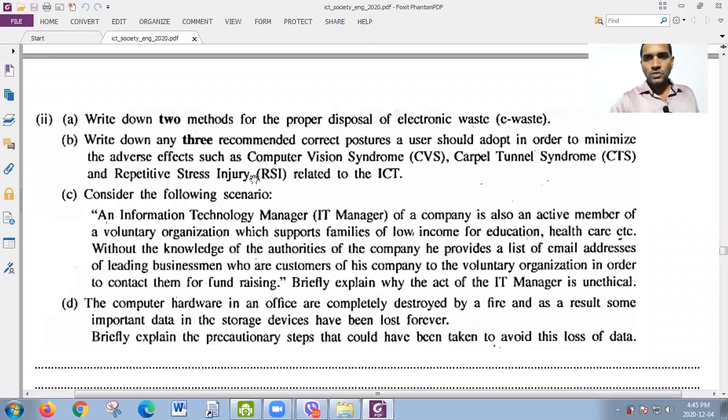Correct postures. Especially for CVS, we have 2 recommendations. Hope you remember the distance, right? But you have to mention the measurement also. The distance between the eyes and the monitor is about 45 centimeters to 70. That is 1 recommendation, and that is enough, but I'll tell you one more. The monitor should be a little below eye level, right? So these are the 2 important recommendations related to CVS. Carpal tunnel syndrome, you know, is about the wrist, right? Bending the wrist. So you must say that the wrist cannot be bent when typing. In other words, the wrist should be straight.